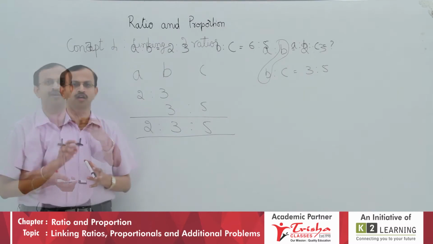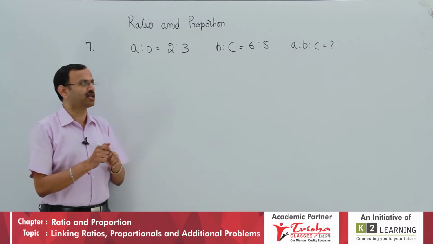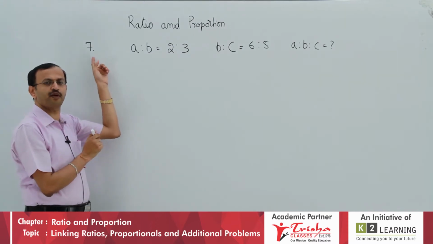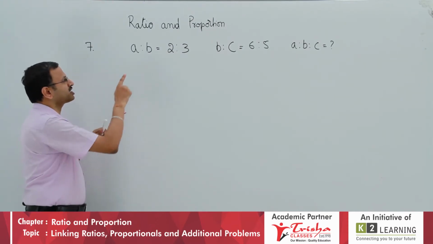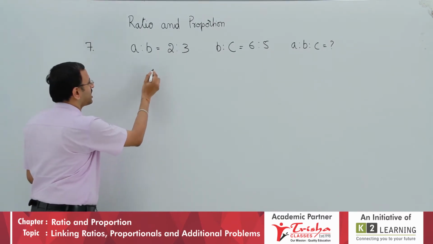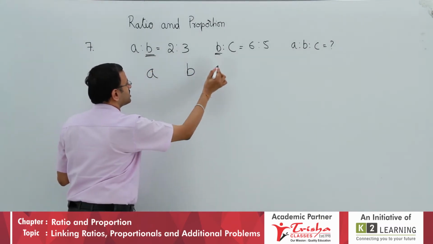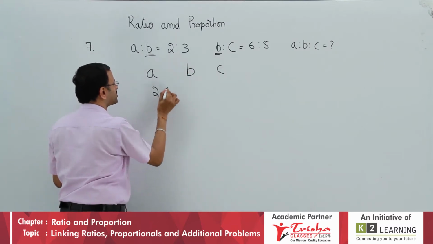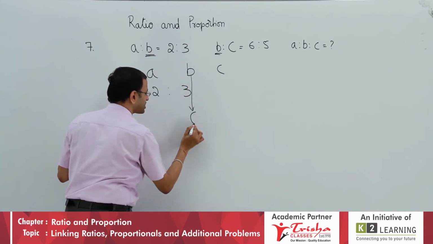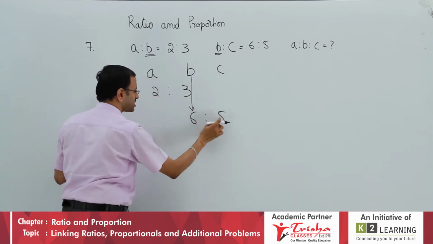Look at the next problem. What if the two numbers for B are different? The middle numbers are not the same. Then look at this example and you will get an idea. Everyone, refer to problem number 7 in your material. A is to B is 2 is to 3, B is to C is 6 is to 5. What is A is to B is to C? We write A; the common one in both is B, so it should be in between, then C. A is to B is 2 is to 3, B is to C, in the place of B I write 6, and for C it is 5. 2 is to 3, 6 is to 5.